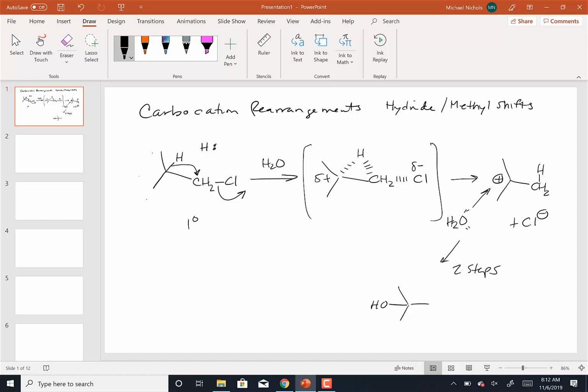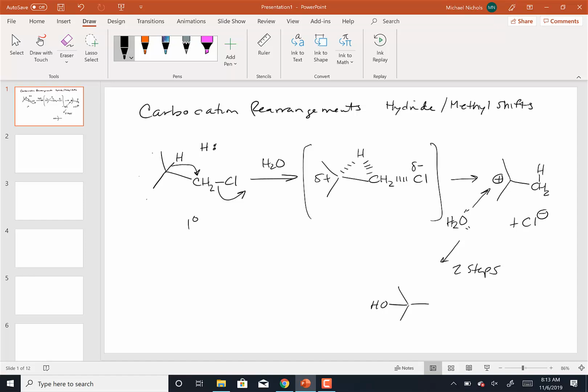And anytime you have a primary system, you cannot form the primary carbocation, so it shifts and leaves at the same time. So if I asked you to do a rearrangement on a primary system, the mechanism would look similar to this. Now, why does this happen? What's the driving force? And what are our rules?